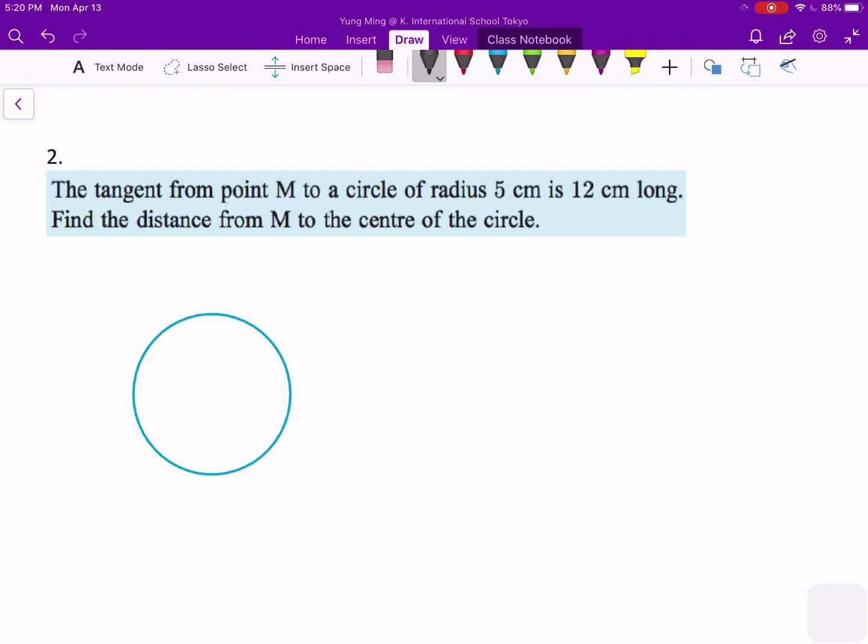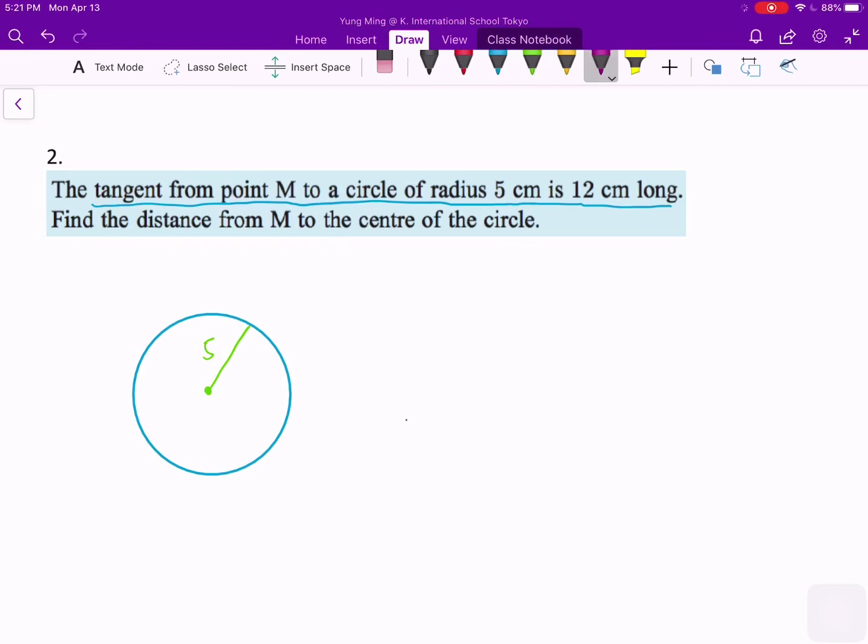Alright, part 2. Again, we're not given any diagram, so we should produce one by ourselves. This question is phrased a little bit confusingly, so let's read through that together. The tangent from point M to a circle of radius 5 is 12 cm long. So we have a circle of radius 5, that's what we know. So that's 5 over here. But what is 12? They're basically saying this.